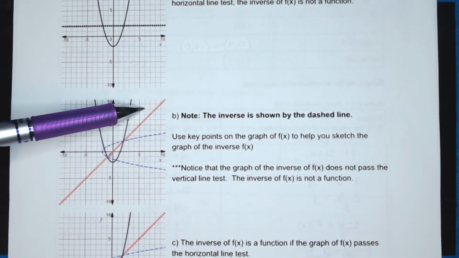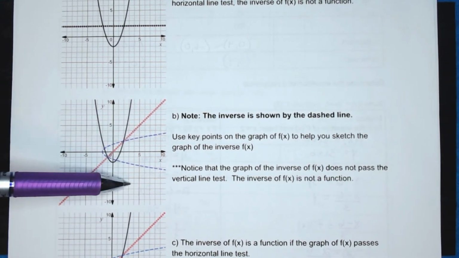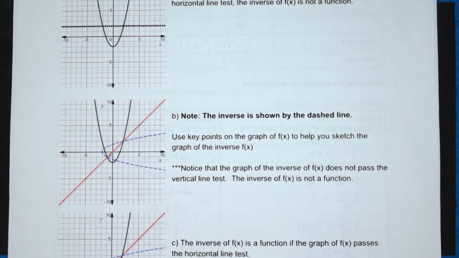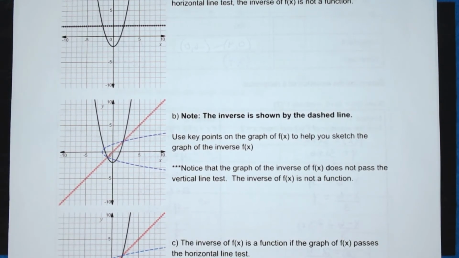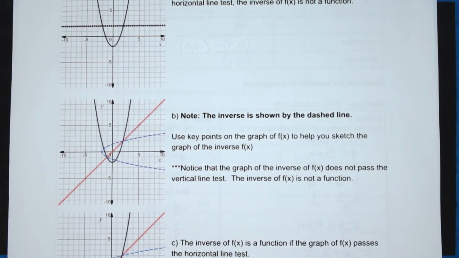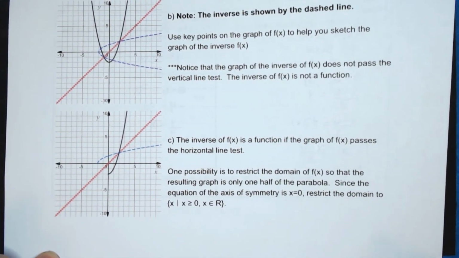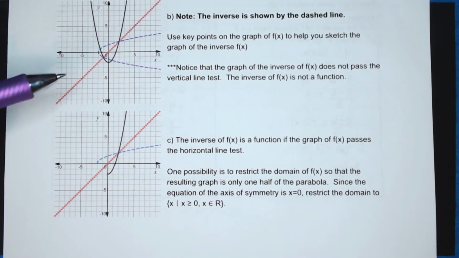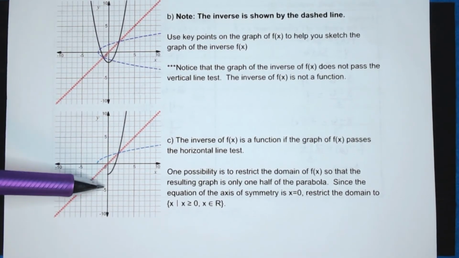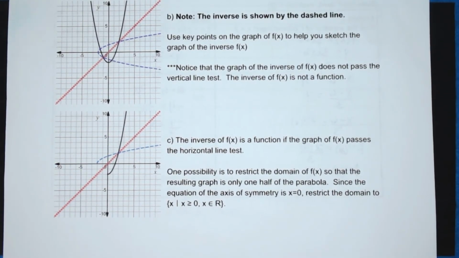However, if we do the vertical line test on this parabola, we're also going to see that it fails that test. So we would say that the inverse of this function is not a function. And then we can use this technique of restricting the domain to make sure that the inverse of a function passes that horizontal and vertical line test.